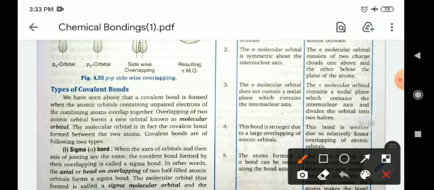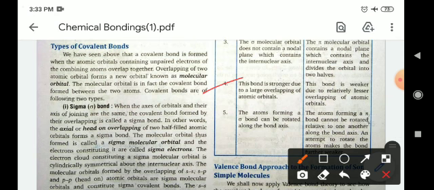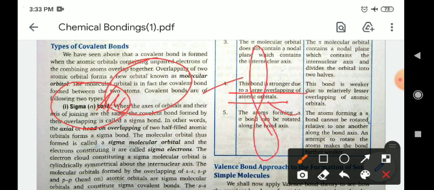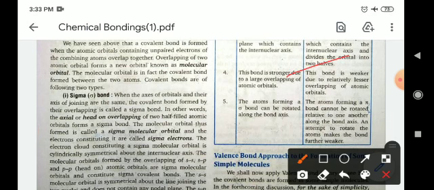The sigma bond is stronger due to large overlapping of the atomic orbitals, because in sigma bonding there is good overlapping, but in the case of a pi bond the overlapping is not so good. So the pi bond will be weaker than the sigma bond.